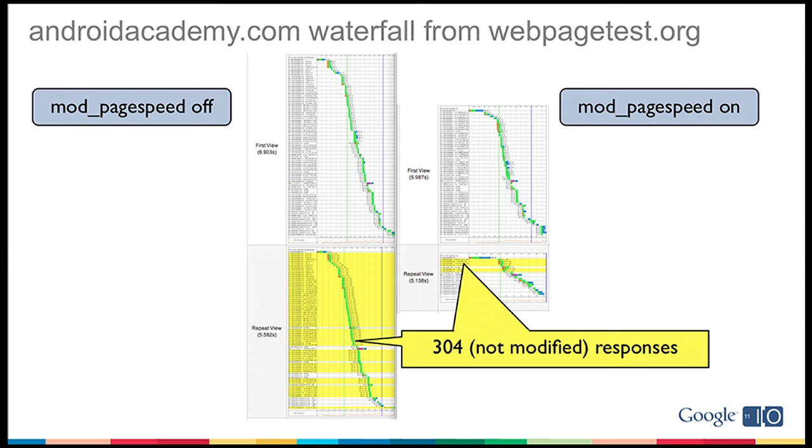So with Mod Pagespeed off, you have to do a lot of round trips to the server, even with a warm cache, just to make sure that all these resources are still valid. Because we've done cache extension and added those hash tags, those MD5 sums, to every URL, if the browser has the URL, it's the correct URL because the content hash is in the URL. So that's why the repeat view waterfall diagram with Mod Pagespeed on looks a lot more compelling.